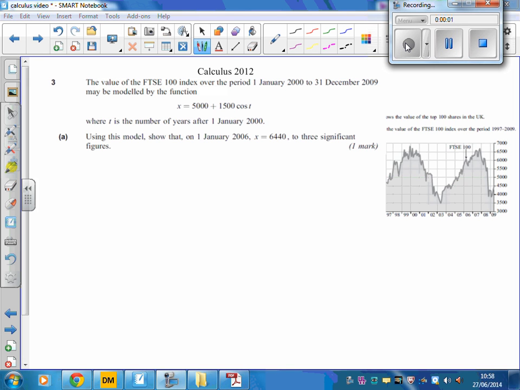This is 2012 question number 3. Question number 3 is all about the FTSE 100, and it starts in January 2000, and T is the number of years since January 2000. We're asked to show that in January 2006, X is 6,440. So because it started in 2000, the value of T is 6.